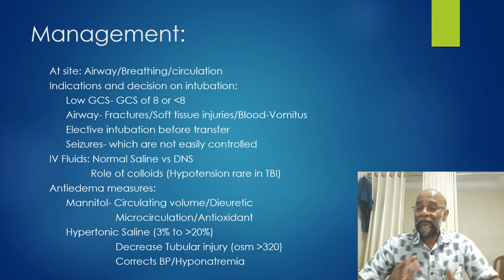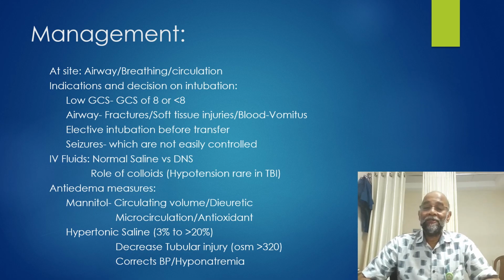Hypertonic saline has been given in various studies, with concentrations varying from 3% to more than 20%. It has been shown that the incidence of acute tubular necrosis, which occurs with an increase in osmolarity of, say, more than 320, which occurs with mannitol, may not occur with hypertonic saline. So it is a bit easier on the kidney. Hypertonic saline has the additional advantage that it corrects blood pressure because it draws in more fluid, and also hyponatremia, which can occur in a traumatic brain injury, is corrected.